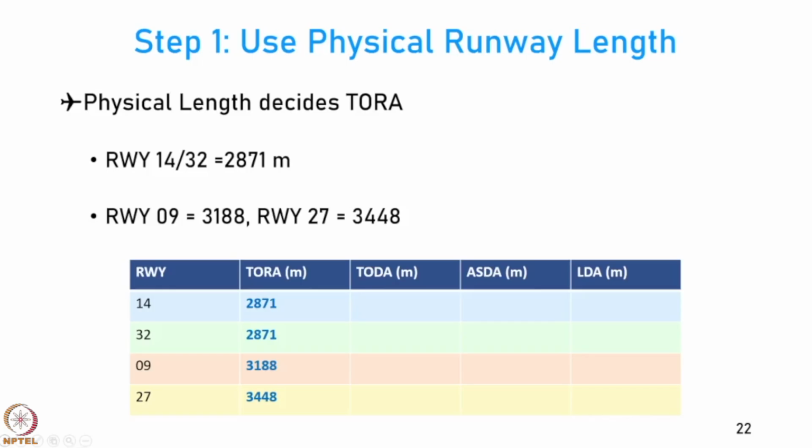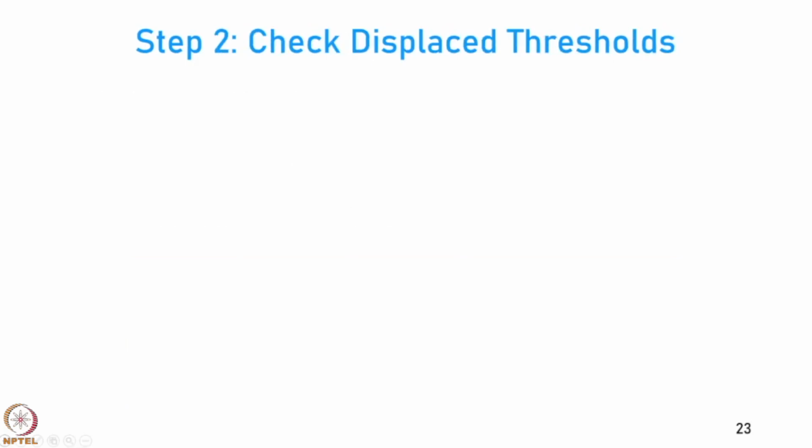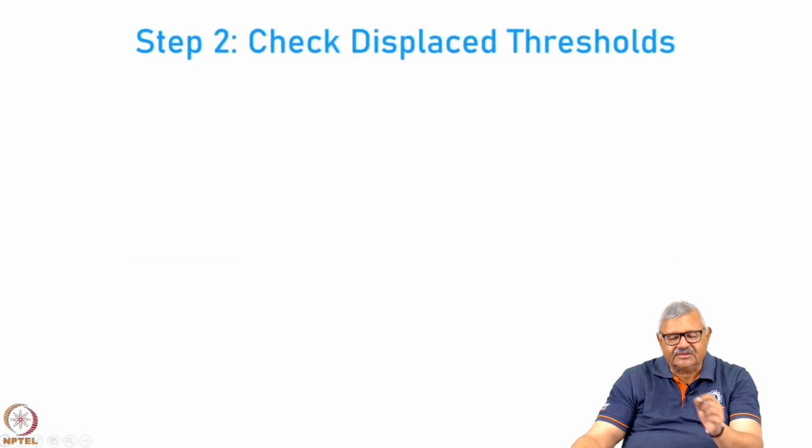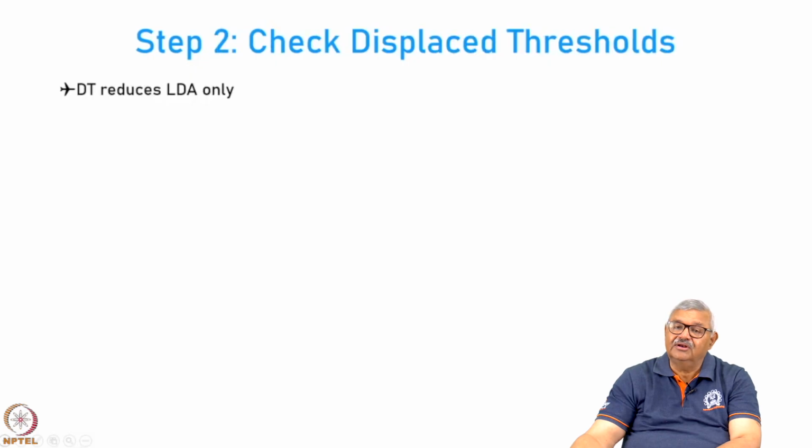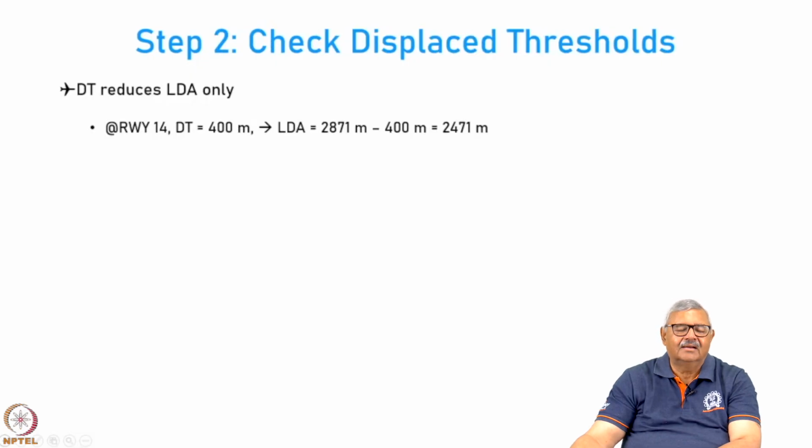Okay. So, this is very straightforward. First thing you do is check the displaced thresholds. Remember, this only affects the landing distance available. At runway 14 in Mumbai airport, there is a displaced threshold of 400 meters. So, the LDA will be 2871 minus 400, that is 2471.